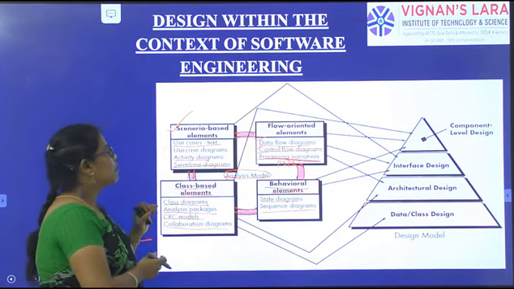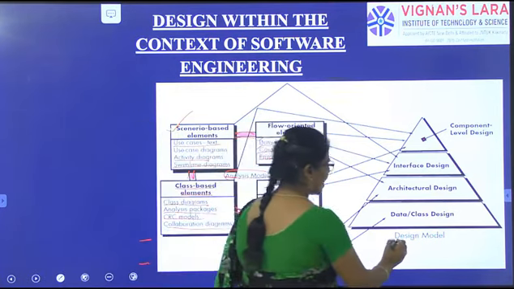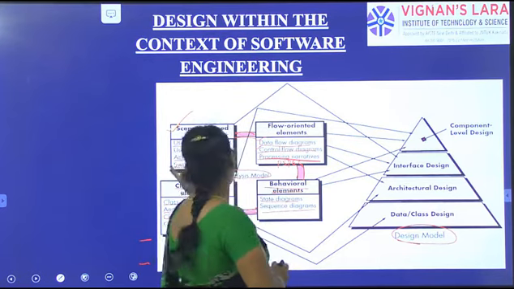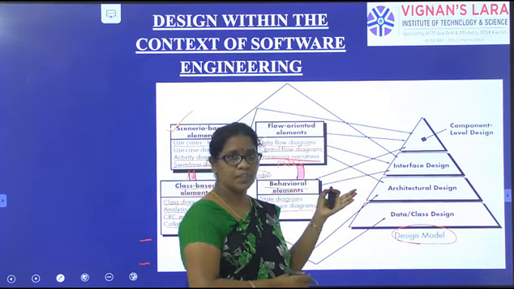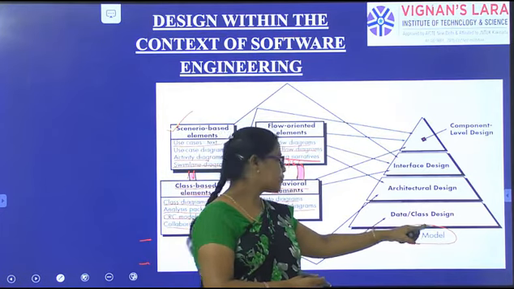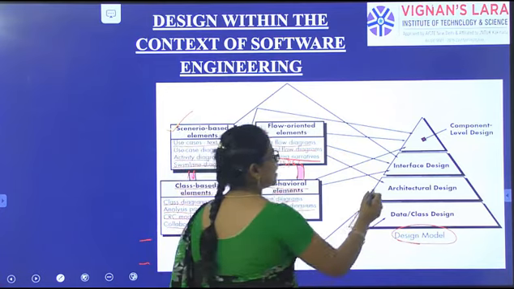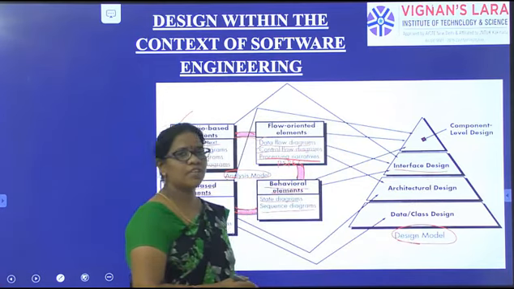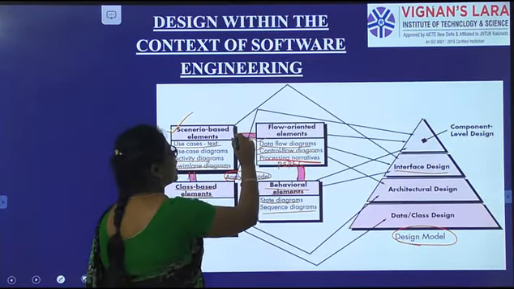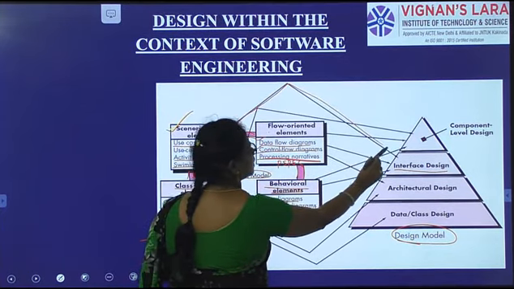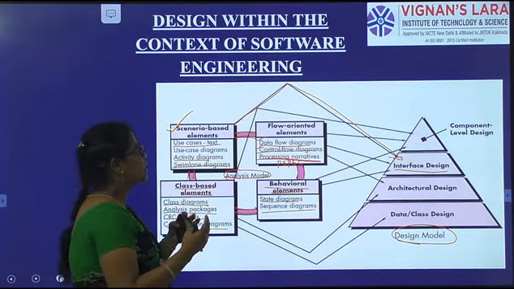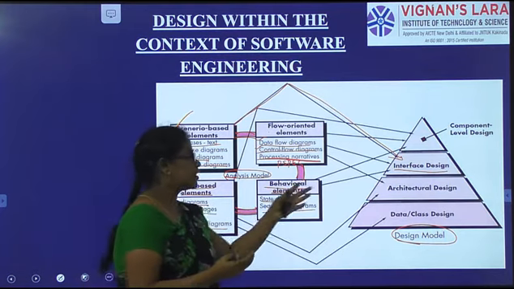So here there is the design model. Which scenario has to be taken? Which analysis model is suitable for which design? So the design model. Okay, the first one is the interface design. Interface design can be taken from the scenario-based elements, as you see in the line. Interface means one interacting with the system, like websites. So the front end. That is the interface design.